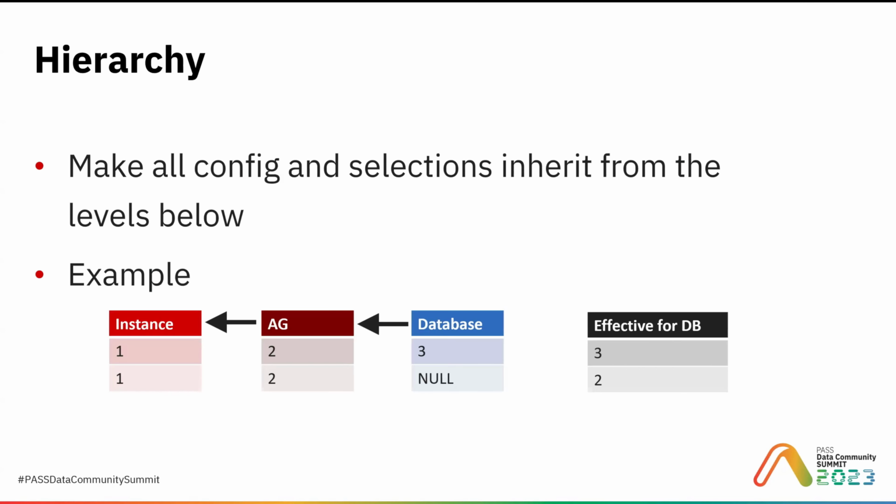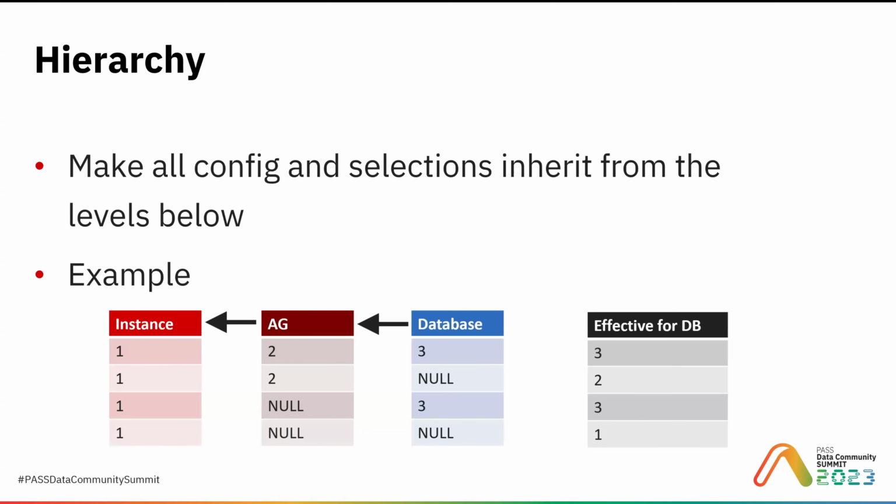So I don't have to specify a value for the database. It takes the one for the AG. If I change it for the AG, it automatically changes for all the databases. Same thing if I do the instance and have no value configured for the AG, then from an AG perspective, it would be a 1. But since I've specified it again in the database, the database value has priority and therefore would pick the 3 again. And in the case where both AG and database are null, then it would inherit from the instance. And this goes through my whole data model.